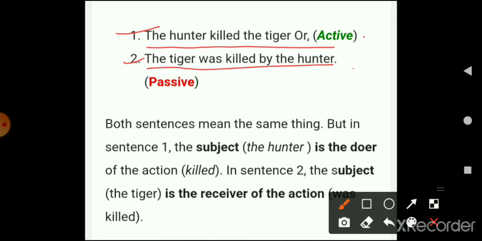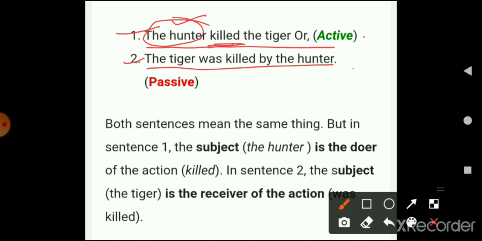But what is the difference between both the sentences? Both mean the same thing, but in sentence one, what is the subject? The hunter. He is the doer. The action of killing is done by the hunter, so he is the subject, the doer of the action.